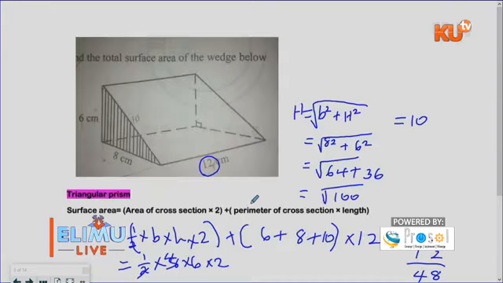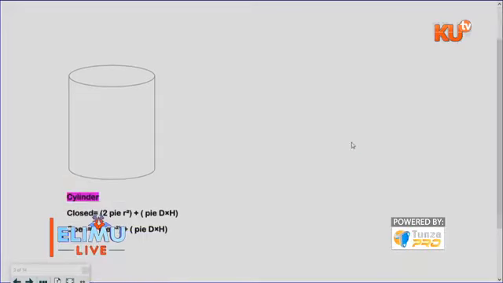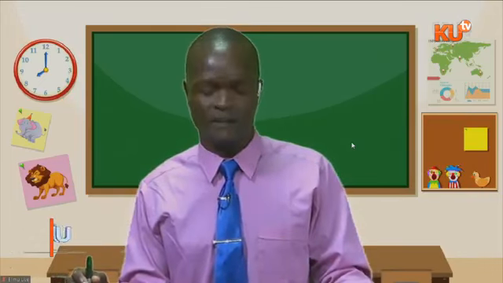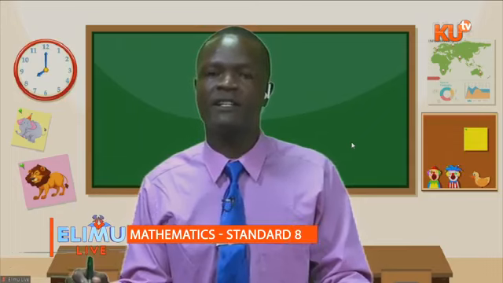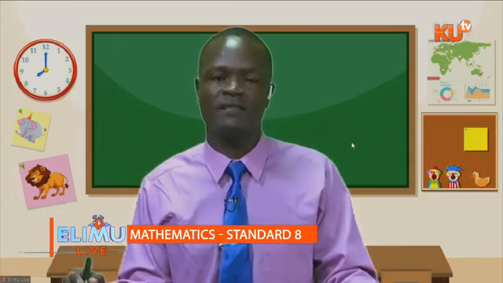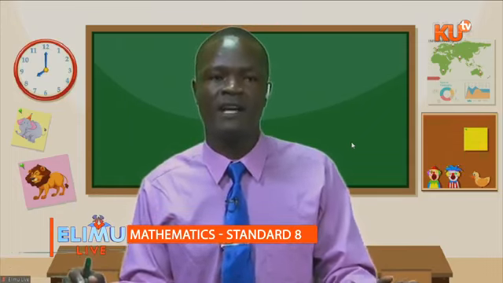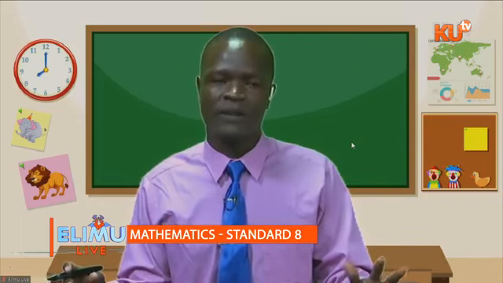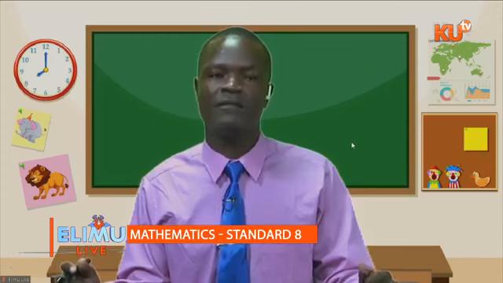So I take you to the next question. So we have the cylinder. This is something that you did in class 7. So how do you find the surface area of the cylinder? Now remember, we have 2 types of cylinders. We have the closed cylinder, and also we have the open cylinder.